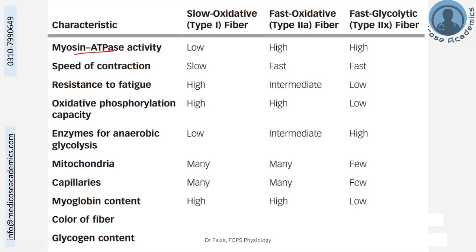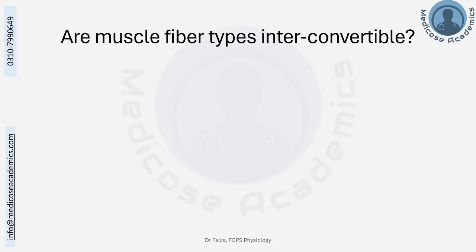Color of fiber, where there is more blood supply, is red to orange, and where there is less, it is a white-yellow appearance. Glycogen content, of course, is going to be more in the glycolytic fibers. So simply by knowing that fast fibers may be oxidative or glycolytic and slow fibers are oxidative, you can guess all these characteristics of the muscle fibers.